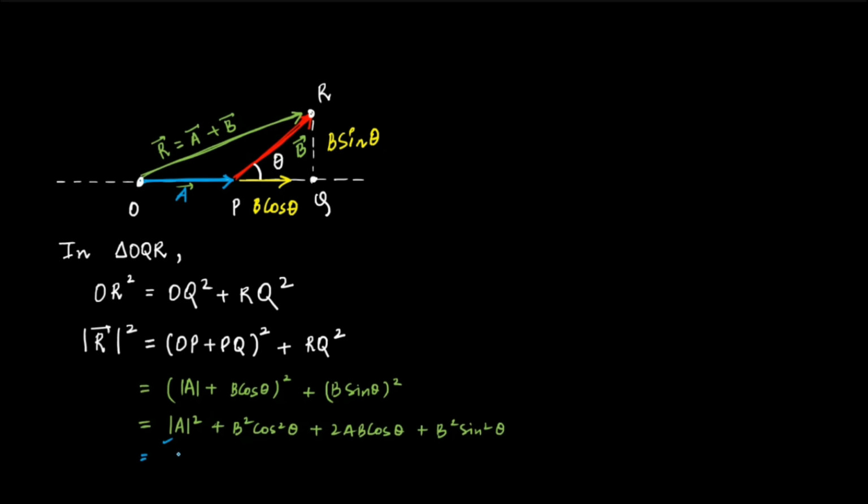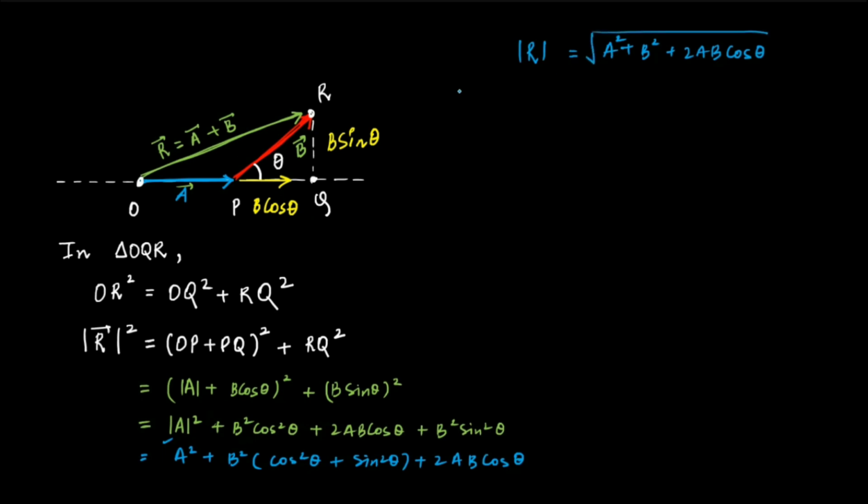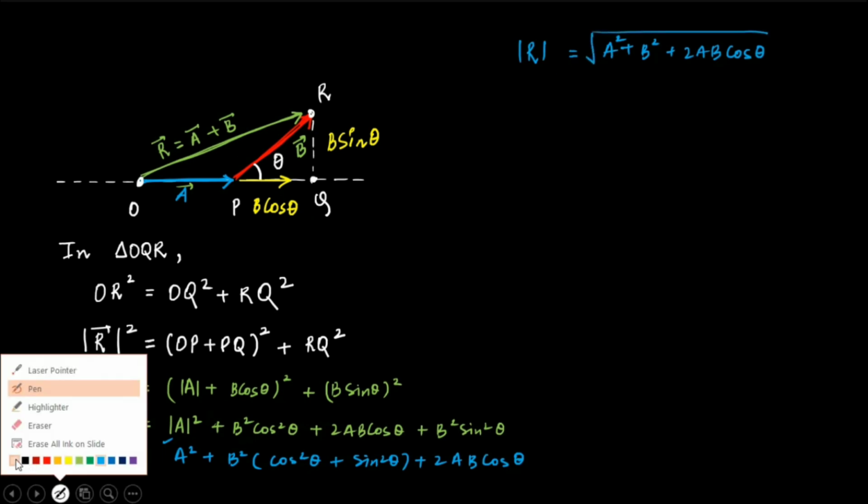We can solve them further, and this will become A square plus B square. Now let me just take out B square common from B square cos square theta plus B square sin square theta, plus 2AB cos theta. So here you can see that cos square theta plus sin square theta is 1. So the resultant comes out to be A square plus B square plus 2AB cos theta, like that. This is the resultant. This is the magnitude of the resultant.